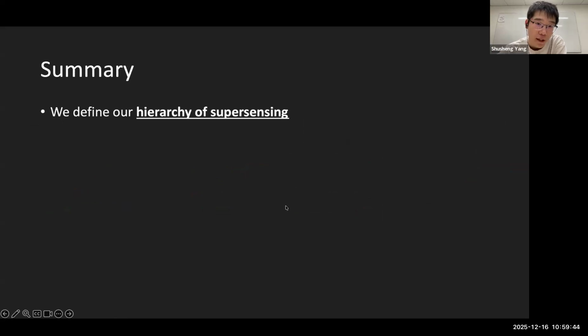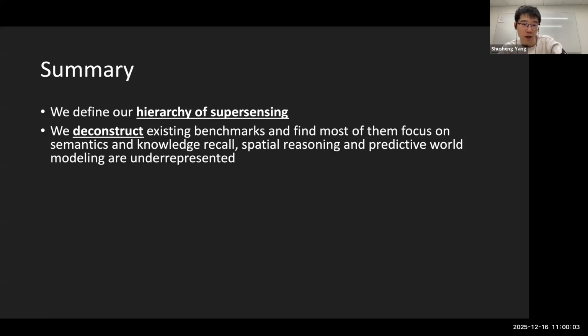So in summary, in this work, first we define our hierarchy of supersensing. We define 5 task levels from linguistic understanding to spatial and world modeling and predictive world modeling. Then to evaluate, we deconstruct existing benchmarks and find most of them focus on semantic and knowledge recall, while spatial reasoning and predictive world modeling are still underrepresented.